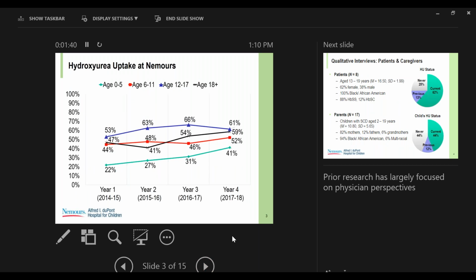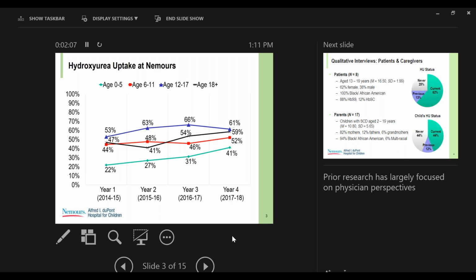So last year in 2019, we conducted a bit of a self-study to look at our rates of hydroxyurea uptake in kids with sickle cell disease at Nemours. And overall, we found just over half, about 52% or so, of kids with sickle cell disease receive at least one prescription in a year. So we use a pretty low threshold for understanding who even gets exposed to hydroxyurea. But we wanted to look at the patterns over time and across age groups as well.